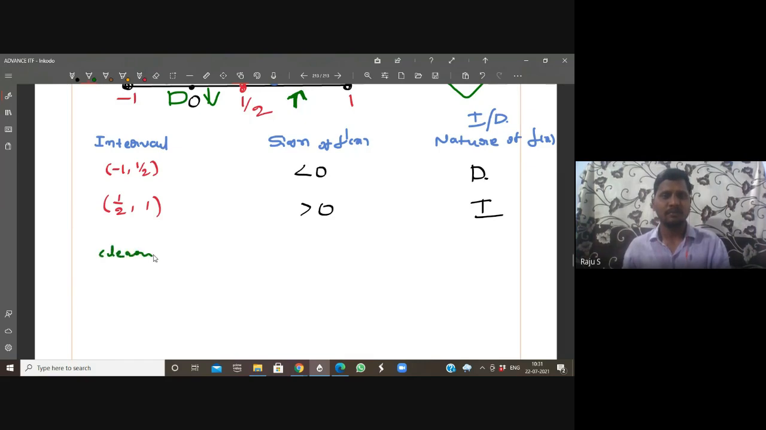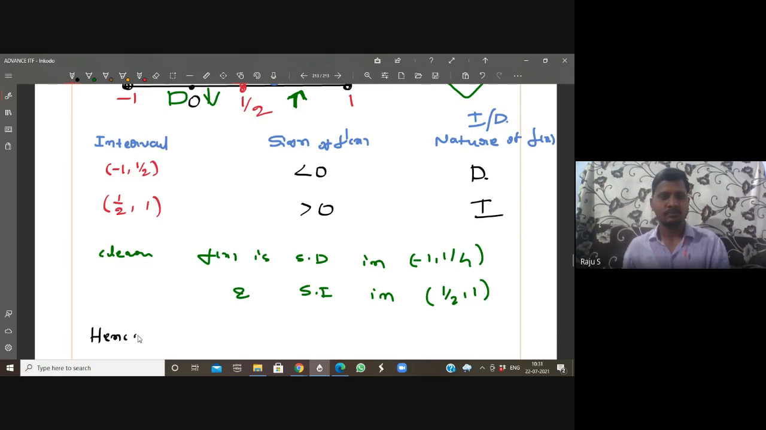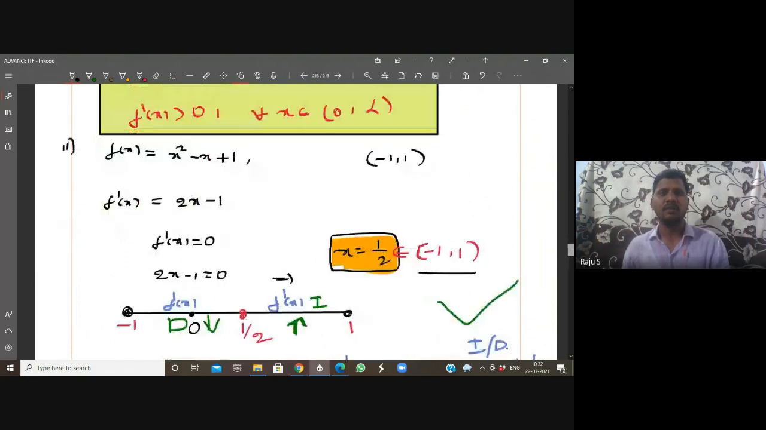Clearly, f of x is strictly decreasing in -1 to 1/2 and strictly increasing in 1/2 to 1. Hence, what shall we write finally? f of x is neither strictly increasing nor strictly decreasing in -1 to 1. That's all. Like that we can write in only 2 or 3 steps.